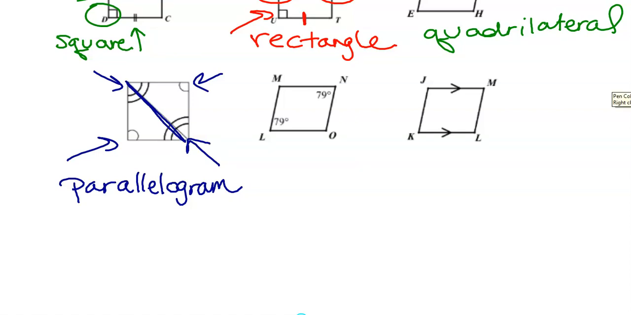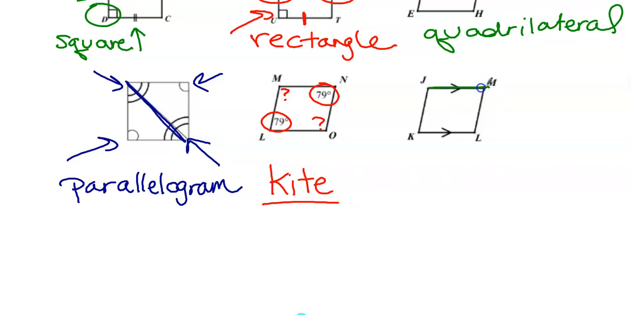All right, the next one. It only says one pair of angles is congruent. It doesn't say anything about these 2. So now I can only say that it is a kite. Okay, so what information did they give you? So then you can prove what type of quadrilateral it is.